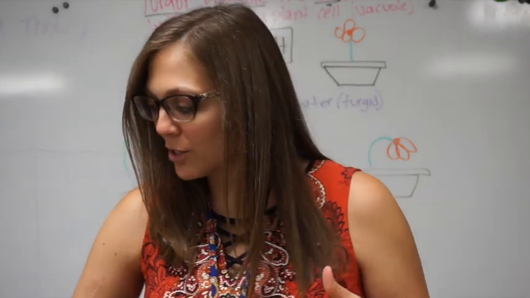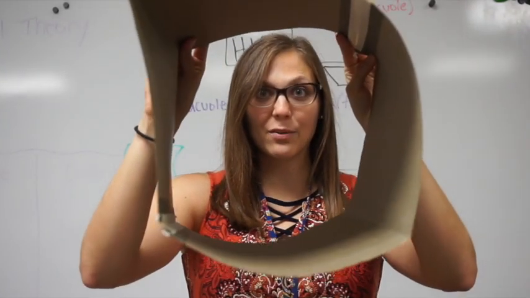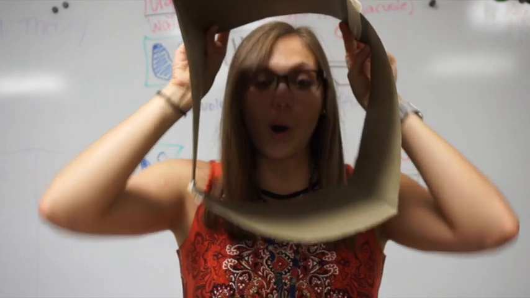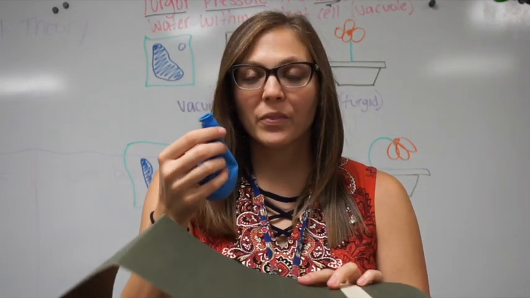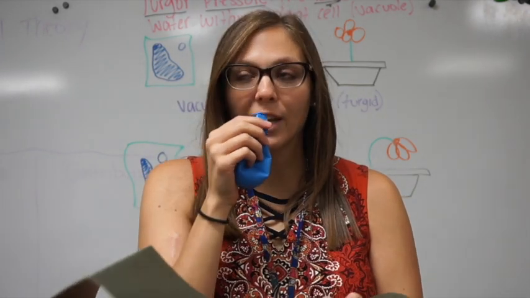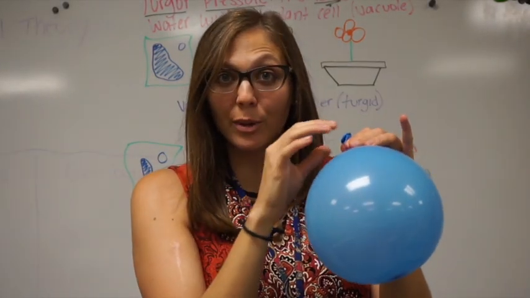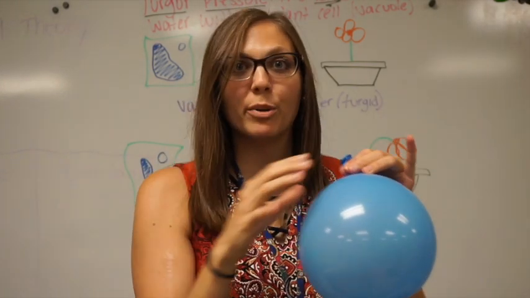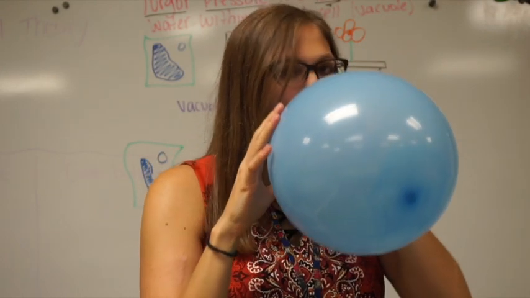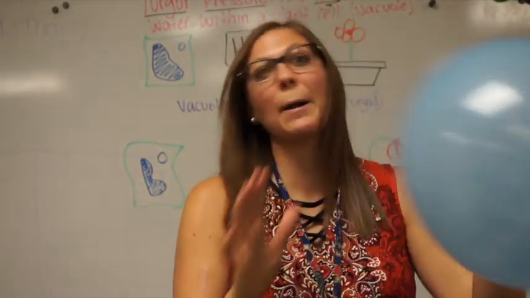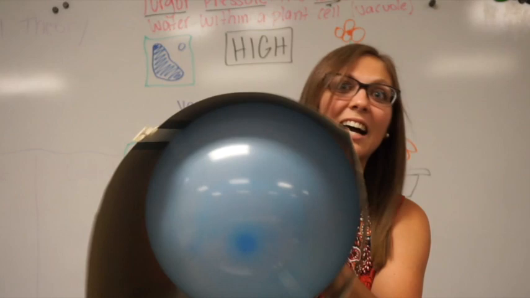So I'm going to do a little demonstration, and I have a file folder. I have two of them that I taped together. This is going to represent my cell wall. And then I'm going to have a balloon, and that's going to represent my vacuole. So first, I'm going to demonstrate the full vacuole. The air that I'm putting into the balloon is going to represent the water that you would put inside the plant. Okay, so we have a really full vacuole, and that vacuole is going to be inside of the plant cell.